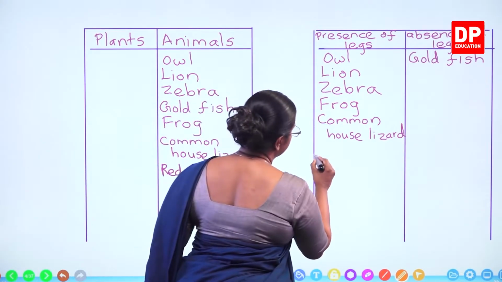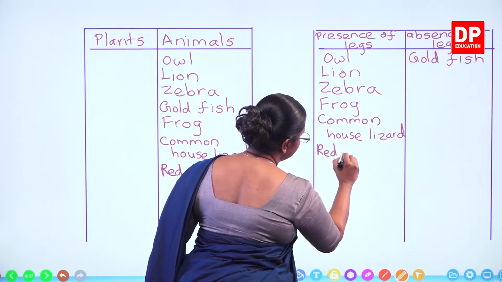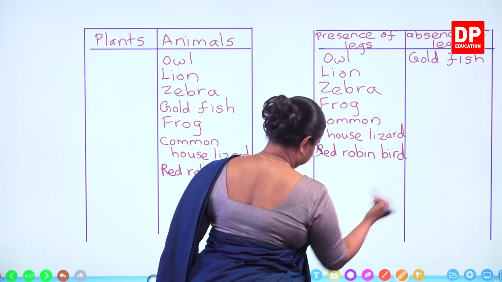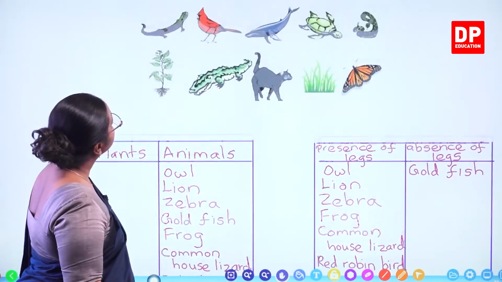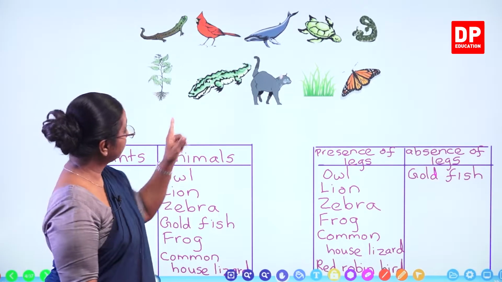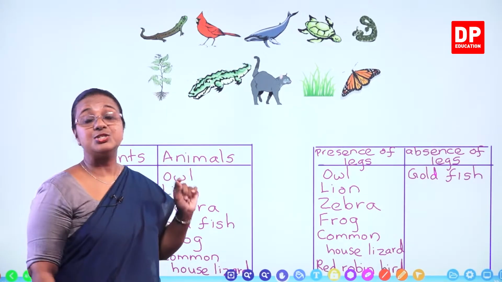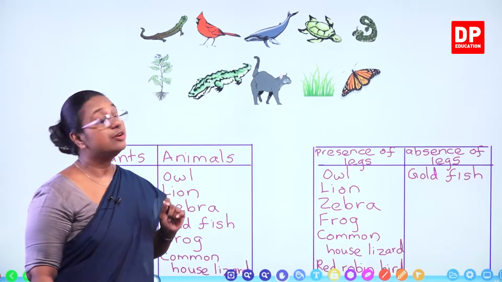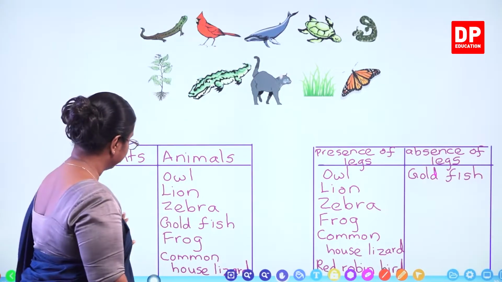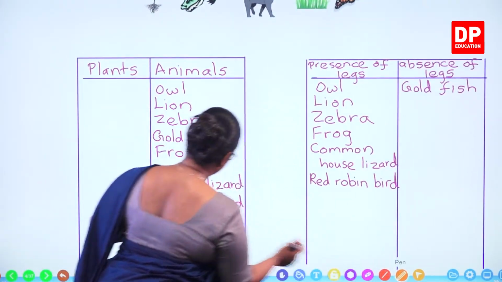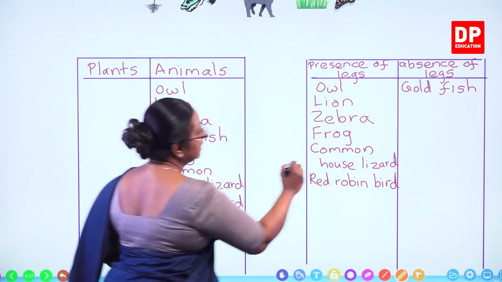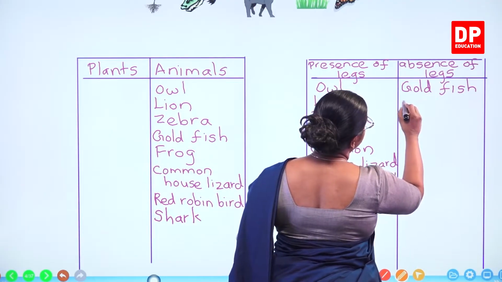It also has legs. Red robin bird. Then, if we look at the next one, I told you all it's a shark. Now that is also an animal, but that does not have legs. It has fins. So it does not have legs. So here we will have shark as the animal and it goes under absence of legs.